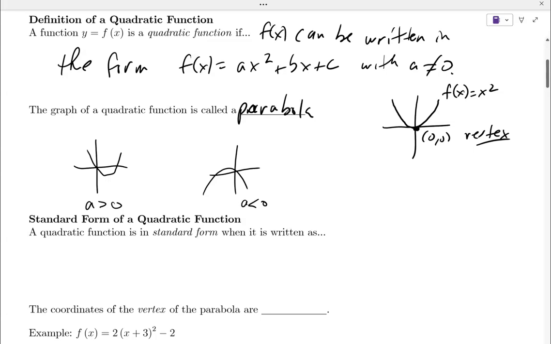Within standard form, we write it as f of x equals the same a, but we might shift it left or right, might shift it up or down. Okay? So this is what we refer to as standard form for a quadratic function.